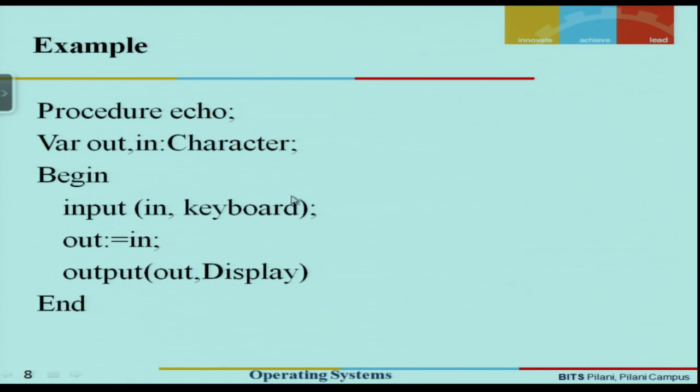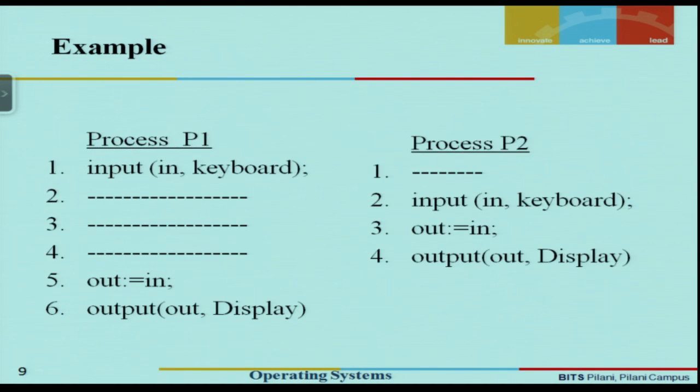So this is a simple function which does the job of reading a keyboard and displaying it. And let us see that two processes are trying to invoke the same function inside a system. So what happens? Let us see this example. I am saying that a process P1 is trying to execute, followed by a process P2.